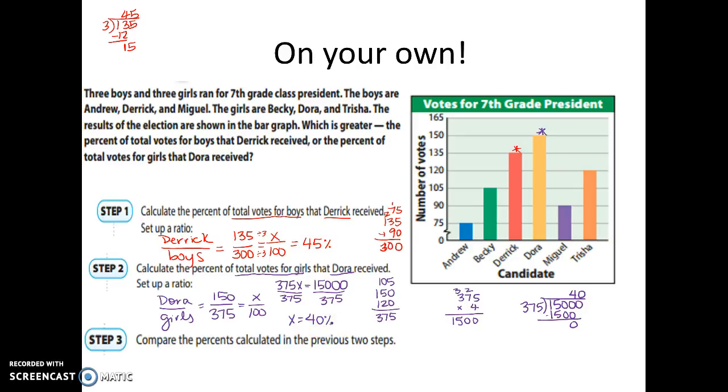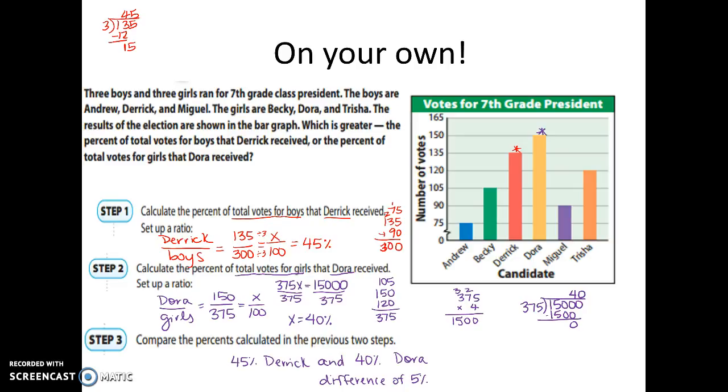Okay, so 40%. There we go. So now let's compare the percents. So we have 45% for Derek and 40% for Dora. So it's a difference of 5%.